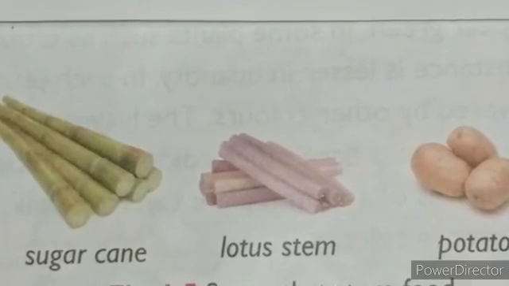Some plants like potato, ginger and onion are underground stems. And some plants like sugar cane and potato store extra food in their stems. We eat the stems of these plants also.